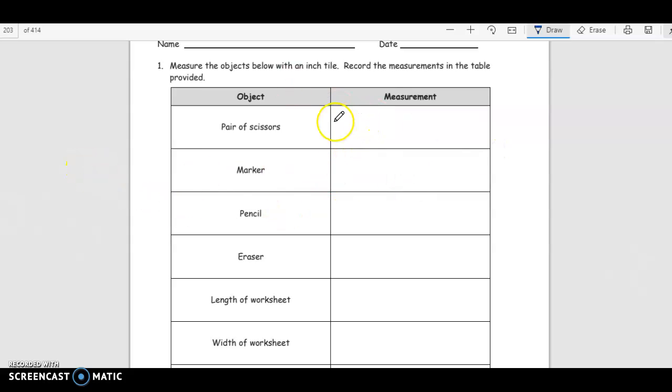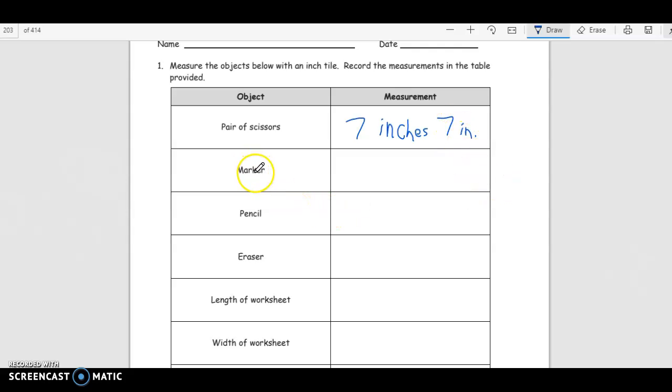So a pair of scissors, I'm just going to guess, make an estimate here, an educated guess. I will say 7 inches. So it's important that we label it by saying inches, because I could be saying it's 7 monkey tails long. Like, we don't know if I don't write it. So I can just say 7 inches, or 7 in. IN period is the shortened version of inches.